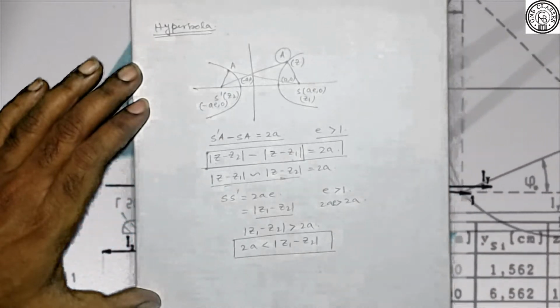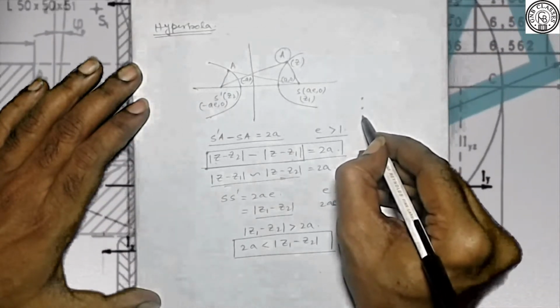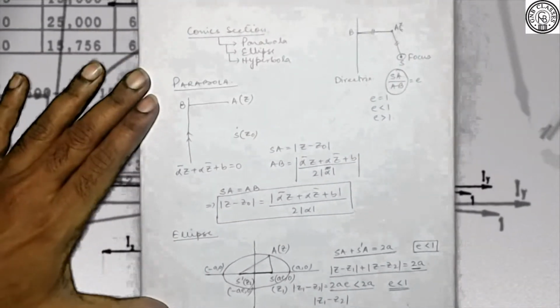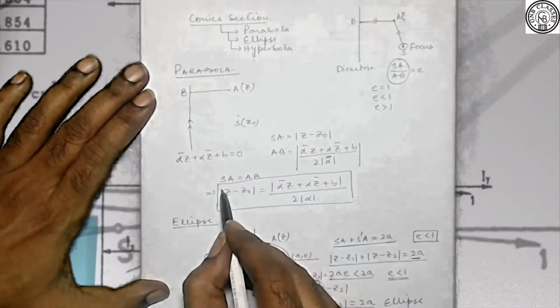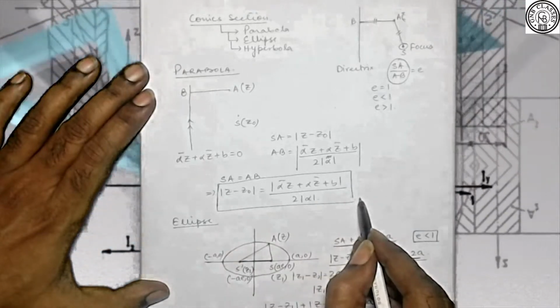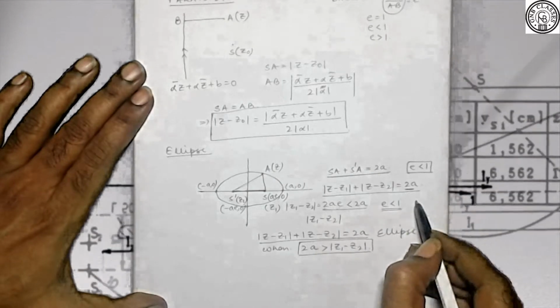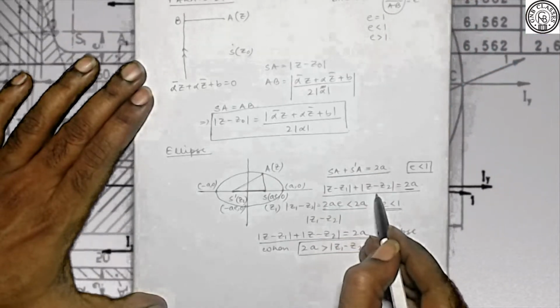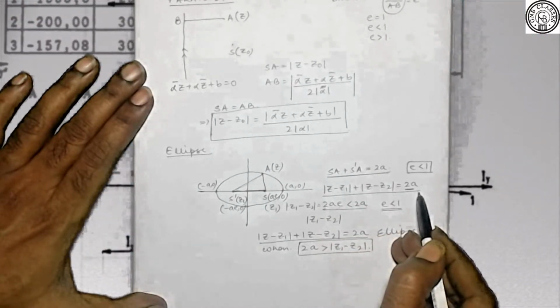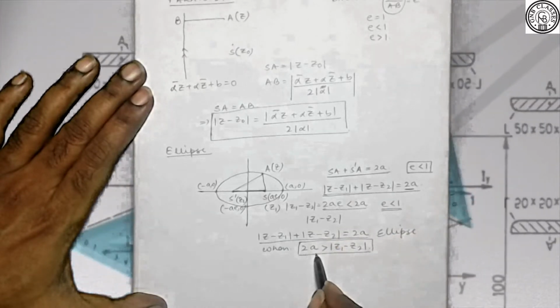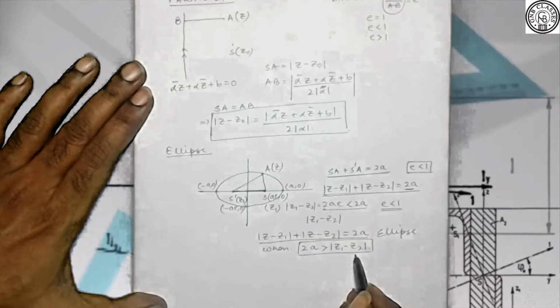Is it clear? So we have learned three things. First is for the parabola. Let me just revise very quickly. We have learned the equation of a parabola on a complex plane. We have learned the equation of an ellipse on a complex plane, which is mod of z minus z1 plus mod of z minus z2 is twice a. And this will represent an ellipse when the condition is 2a is greater than mod of z1 minus z2.